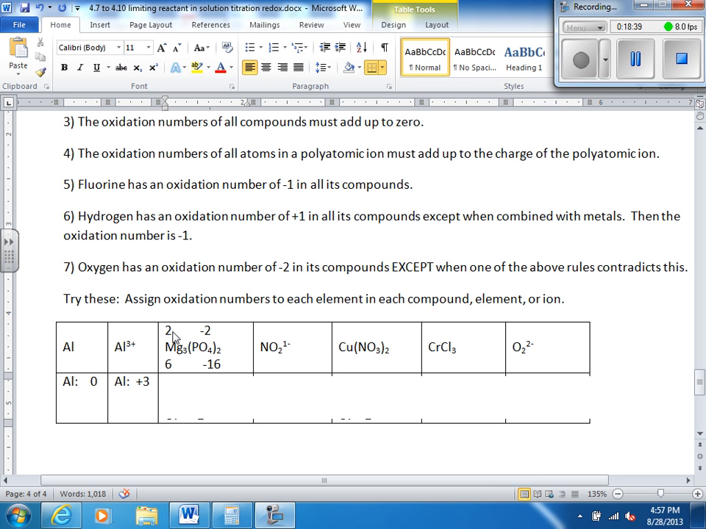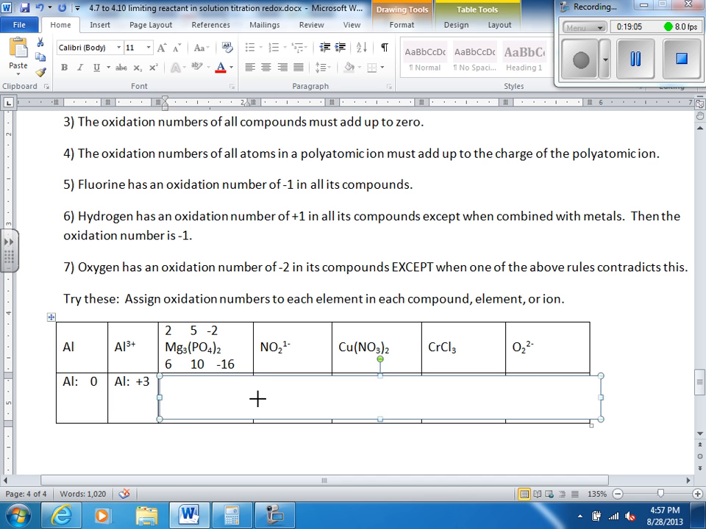And then we have 3 times 2, which is 6. We have 4 times 2 is 8 times -2. The total for the oxygens is -16, but each oxygen is still only -2. So total here is -16. That tells us the total on the phosphorus, since this whole thing has to add up to 0, the total on the phosphorus better be 10. And since I have 2 of those, and they must be totaling 10, each phosphorus must be 5. And there are our answers right there.